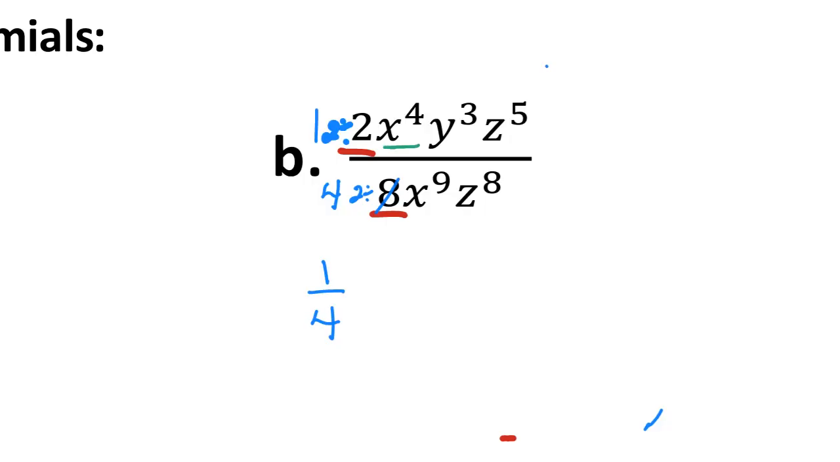Then we have x to the 4th divided by x to the 9th. Put a little subtraction sign because you are dividing, so you subtract the exponents. And that's going to be x to the, what is 4 minus 9? Negative 5. And you're like, oh, wait, we can't have a negative. We'll deal with that at the end.